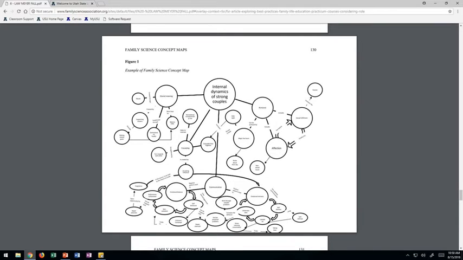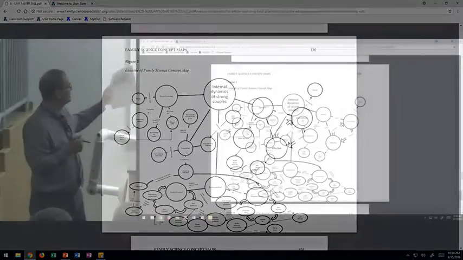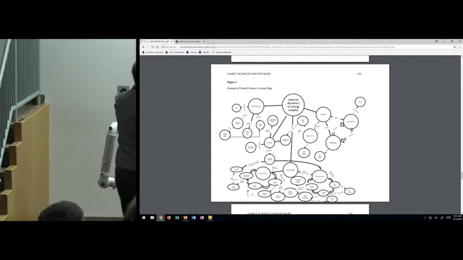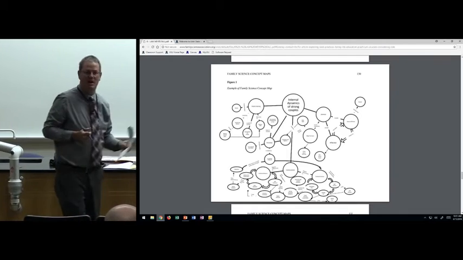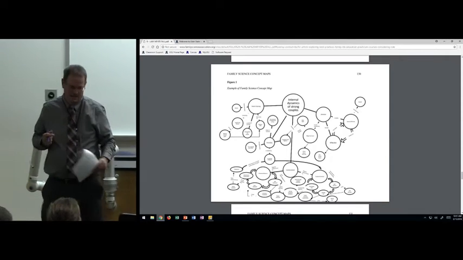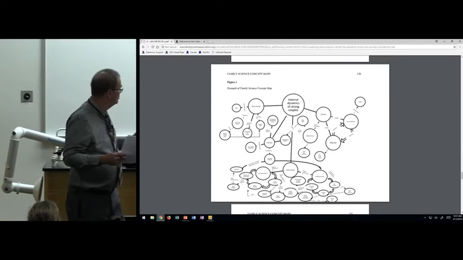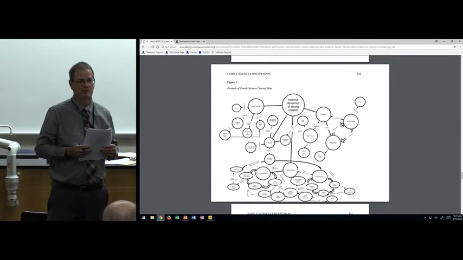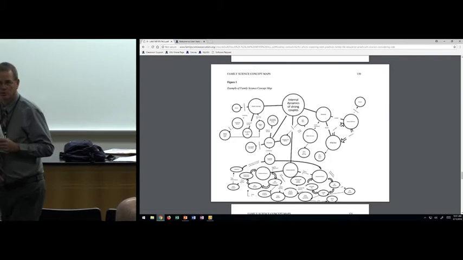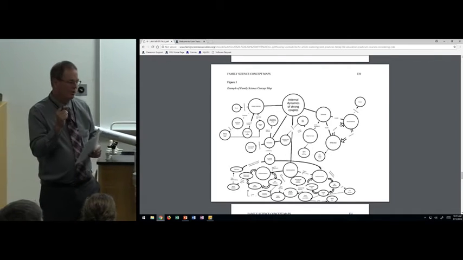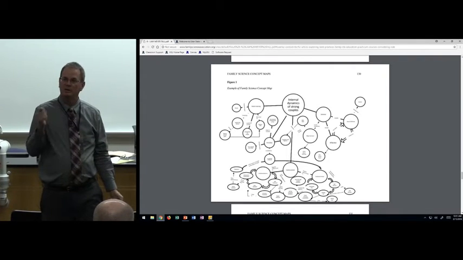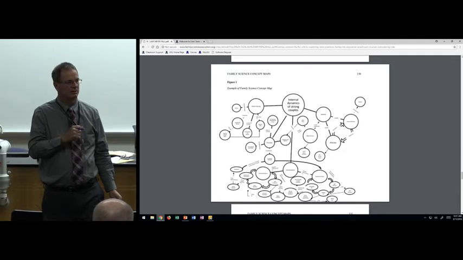This is an example of assignment number one that I was telling you about, concept mapping. This is actually one of my students' concept maps. They take all of these ideas that they're learning about and put them together, making linkages. That was all good and well. But then the question became, even though they're doing this, how do I know that they're learning?